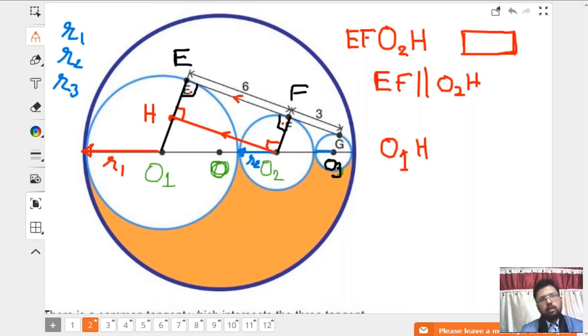It's just for some normal labeling we want, for that we are doing. Now can you tell me O1H, which is this length, in terms of R1 and R2? Just take a couple of minutes and tell me.